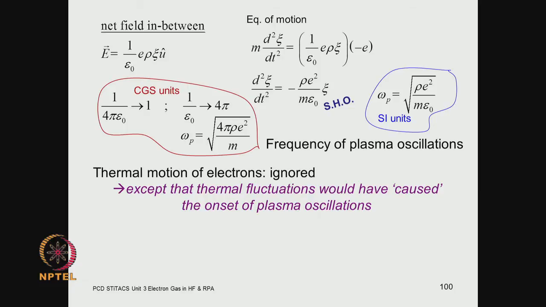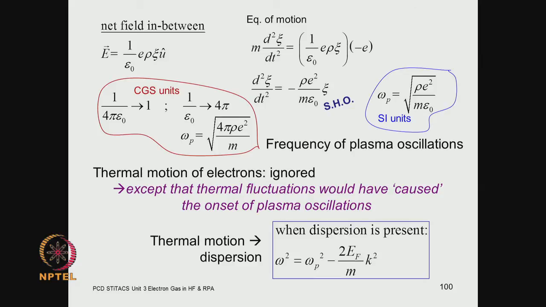Now, we have ignored the thermal motion of the electrons, except that we attribute the initial displacement to some thermal noise. At the same time, we know that at any finite temperature there will be thermal motion, which you are going to have to take into account. I will not go into the details of the classical theory of plasma oscillations, but only remind you that as a result of this thermal motion you get a dispersion, a k dependent omega, with a correction because of thermal motion. So, this is the relation that we get.